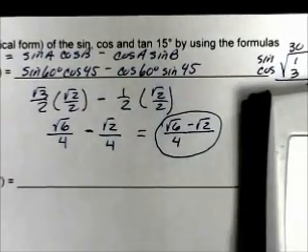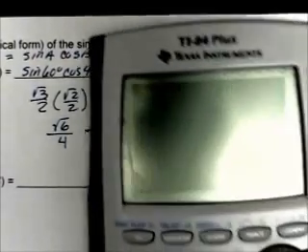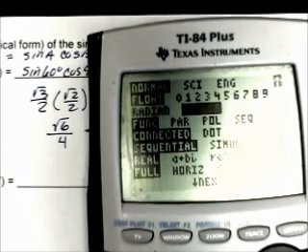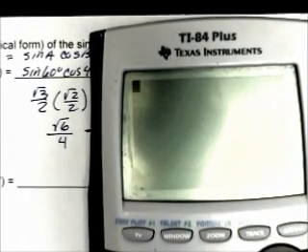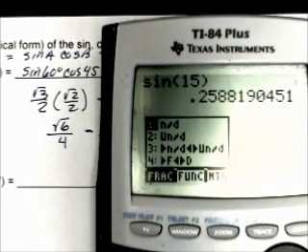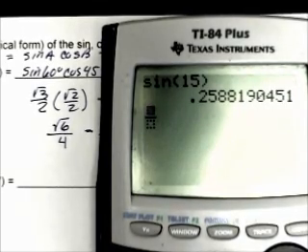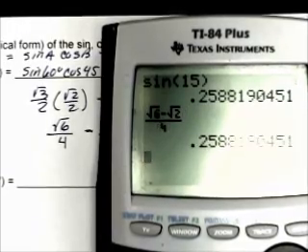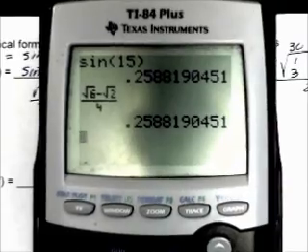Okay, now we could check this. All right, go to the calculator and let's make sure we're in degree mode for this. And if I take the sine of 15 gives us that decimal. And if I take the square root of 6 minus the square root of 2, all divided by 4, we get the same decimal. So our answer is correct.